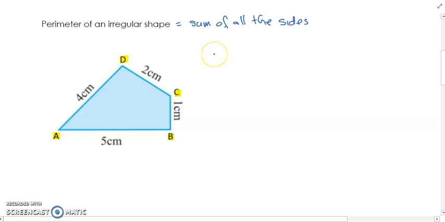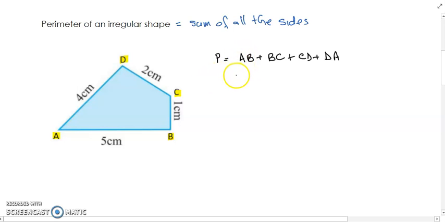So we know the perimeter is going to be the sum of all the sides, right? So we have the side AB plus the side BC, plus CD, and then we have the side DA. Let's see if we have all of them. AB, BC, CD, and DA. That makes 1, 2, 3, 4 sides, and this shape has 4 sides. All right. So we have to make sure we add all of these.